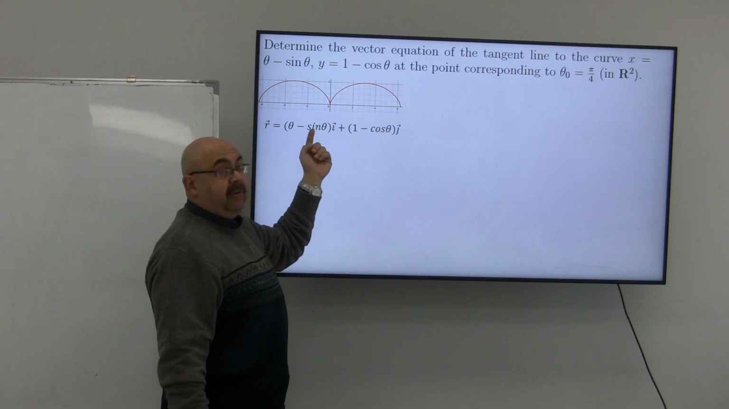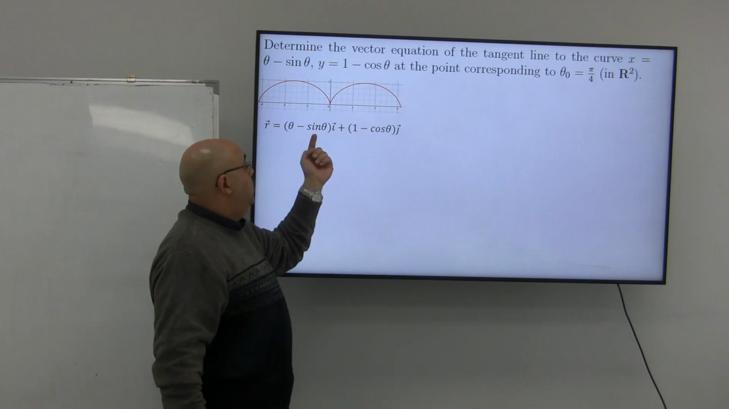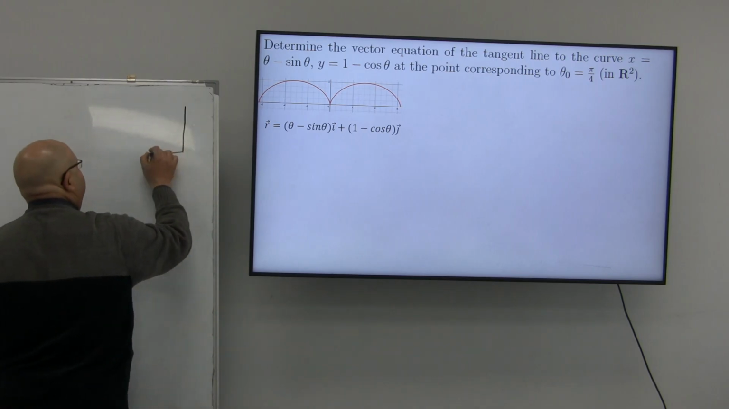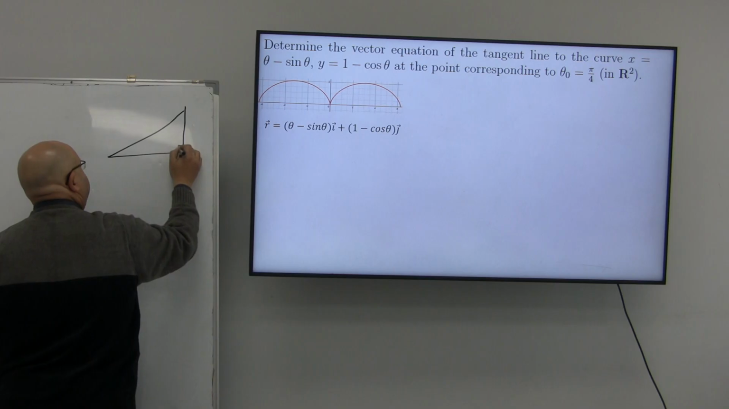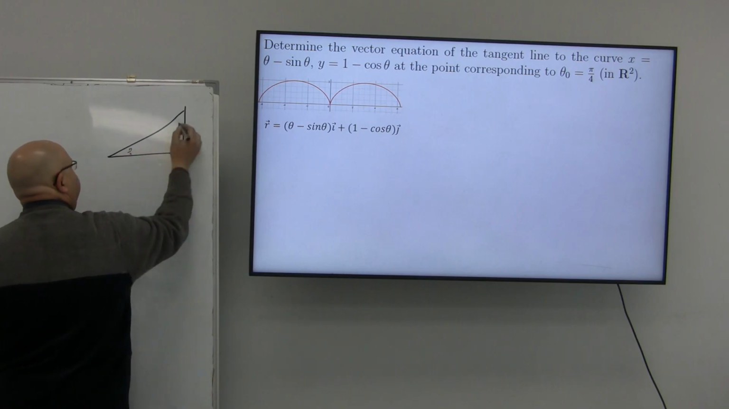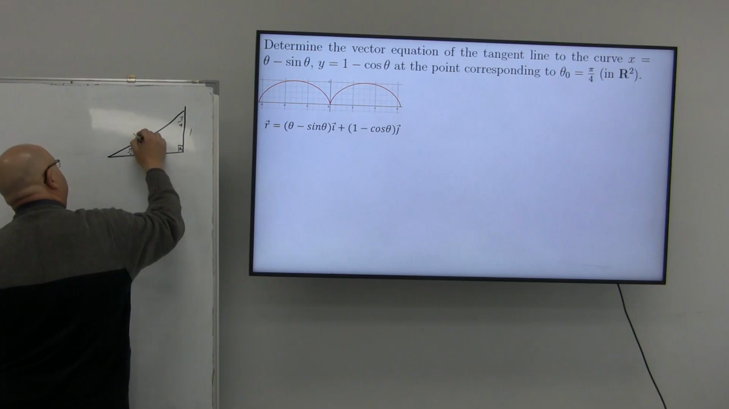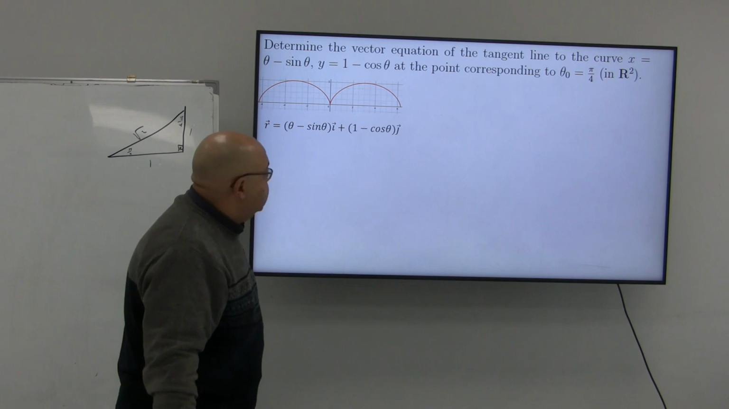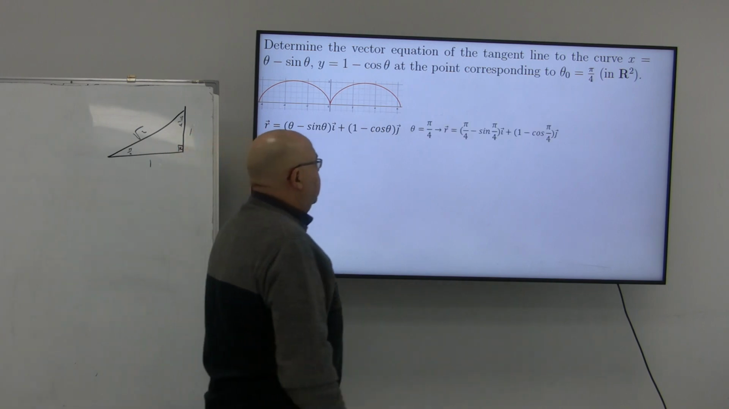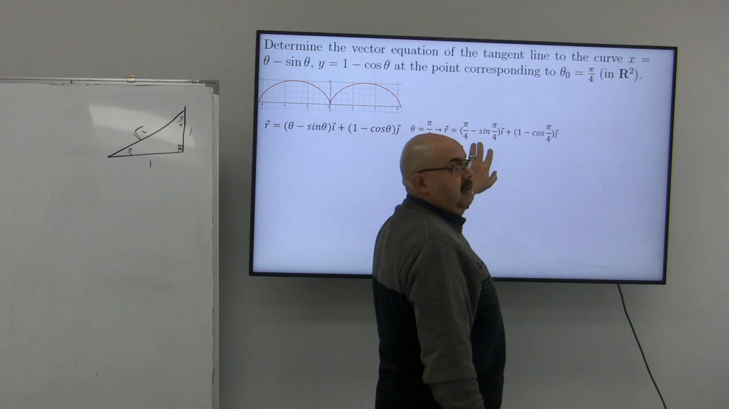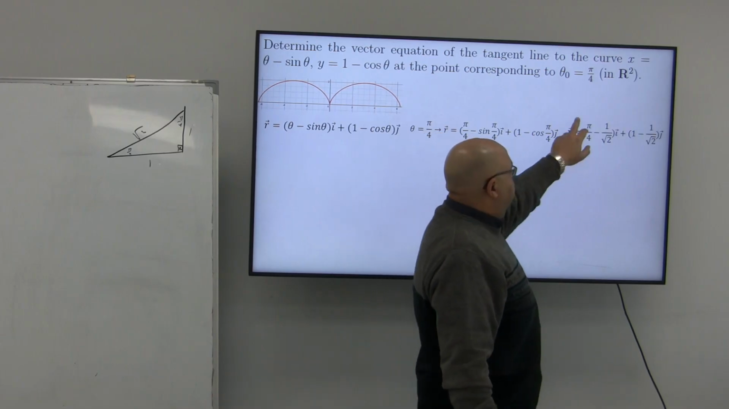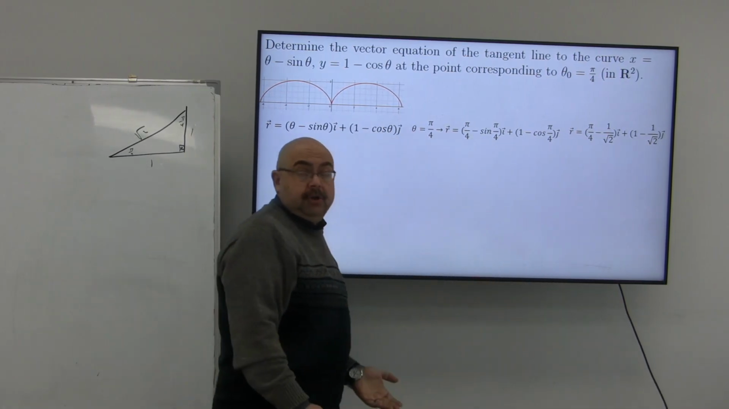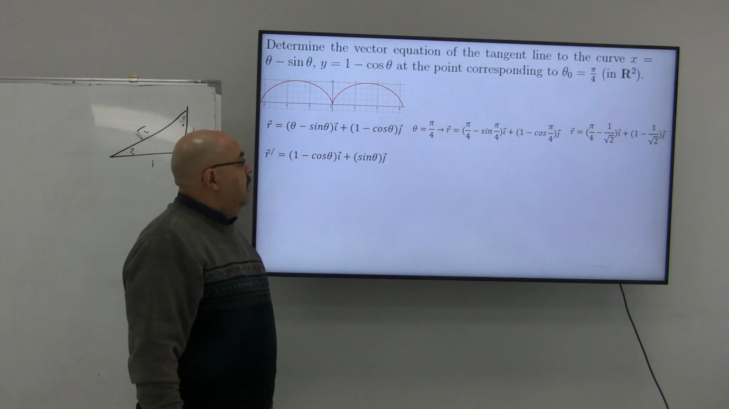This is going to be sine of pi over 4, which is 1 over root 2, as you know from the right angle triangle with angles pi over 4. So as you know already, this is pi over 4, that's pi over 4, so the sides are going to be 1, 1, and root 2. From this triangle, we can get all the values of the sine and the cosine. Now I have the value of this position vector, which is pi over 4 minus 1 over root 2 in the direction of i, and 1 minus 1 over root 2 in the direction of j.